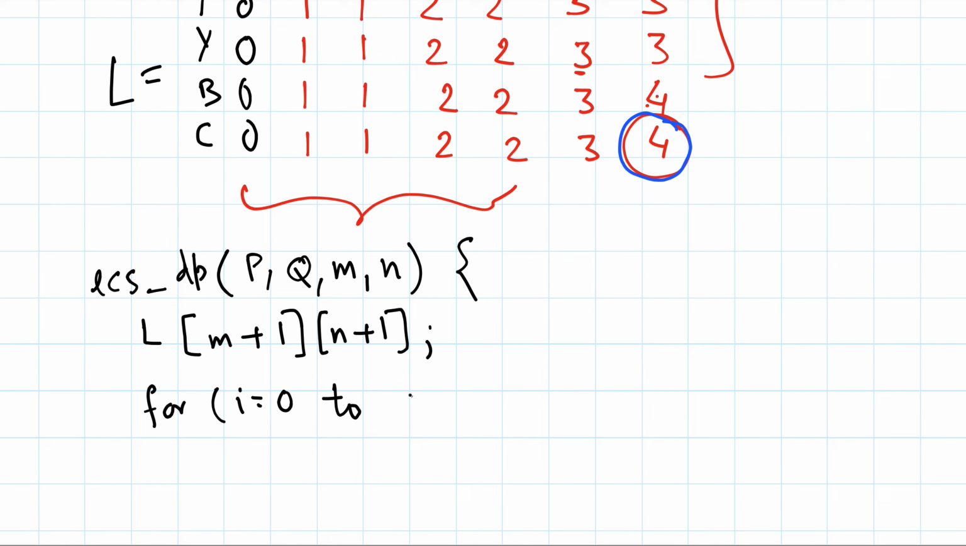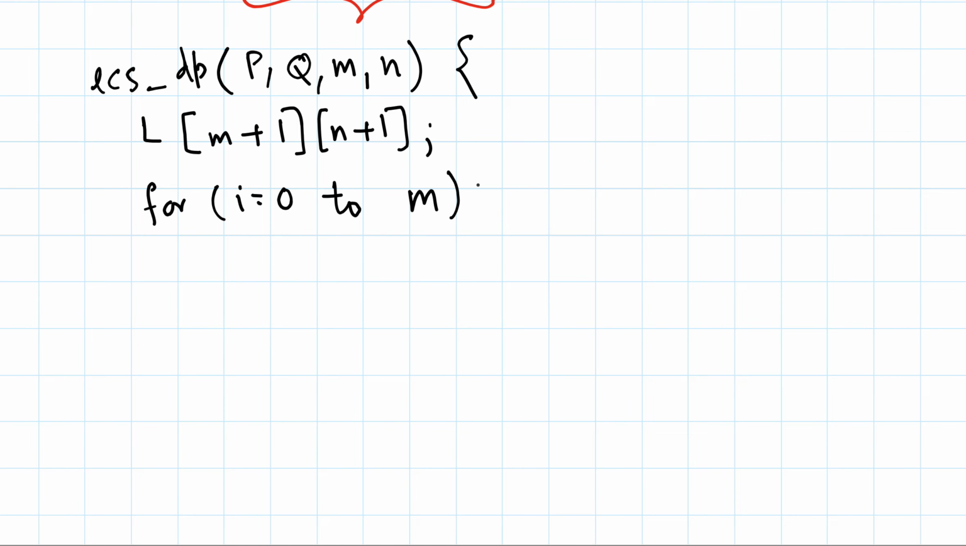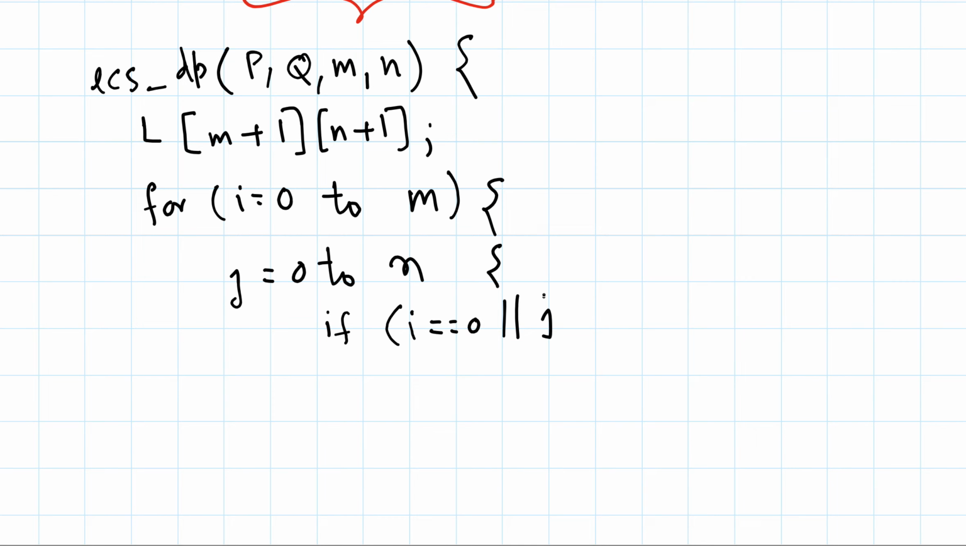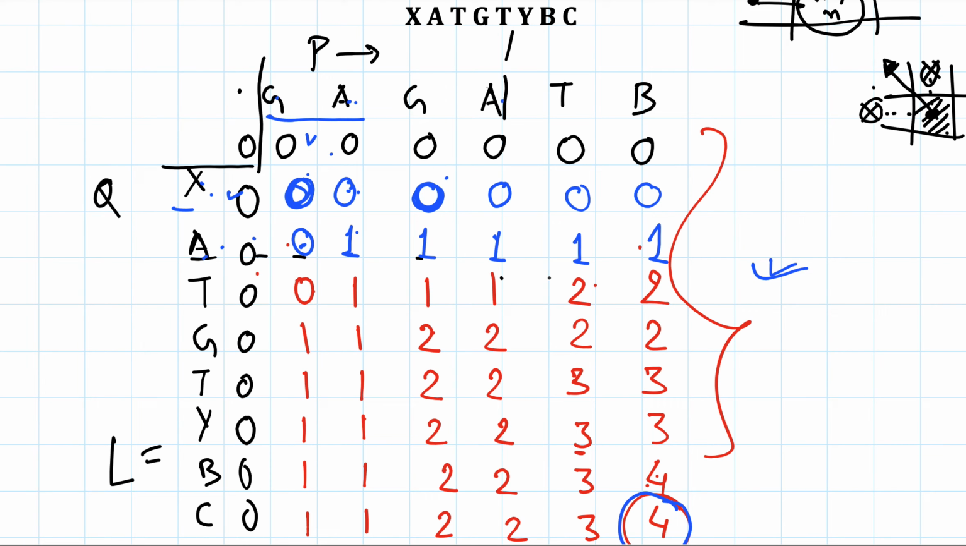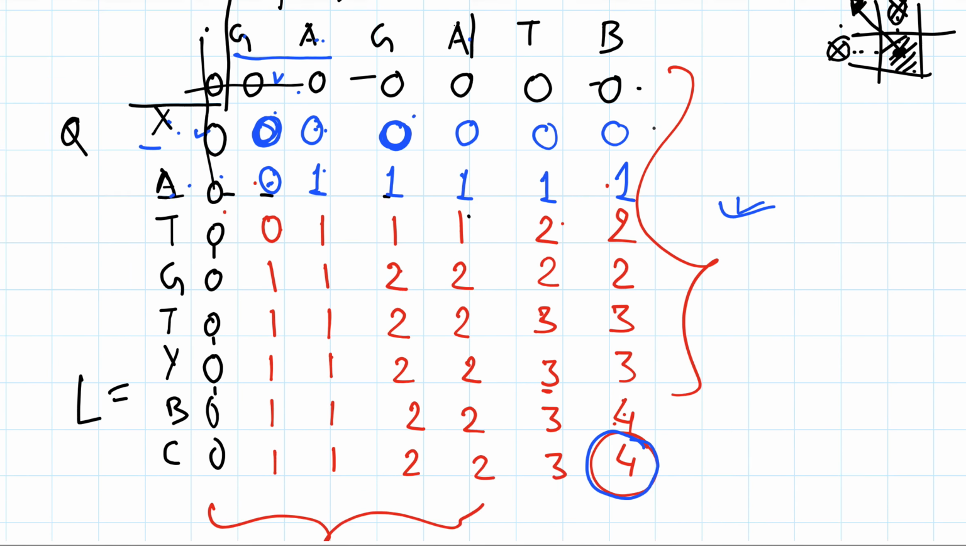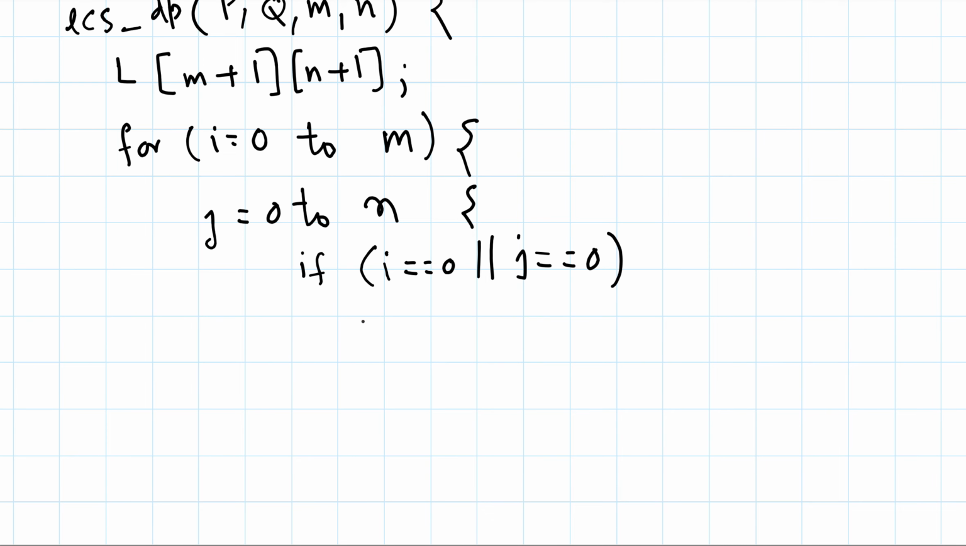I equal to 0 to M, and J equal to 0 to N. If I is equal to 0 or J is equal to 0, that corresponds to this row and this column of all zeros, then we will put zeros there.